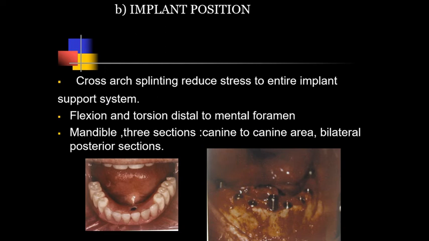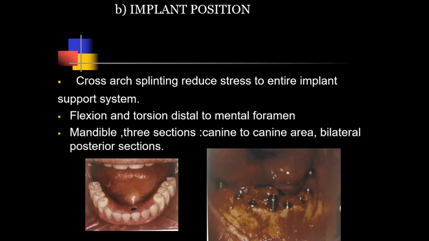Next is the most important factor in immediate loading of a completely edentulous patient, that is the implant position. A cross arch splinting is a very effective design in order to reduce stress to the entire implant support system. So it is especially advantageous for the immediate load transitional prostheses, that is, in a completely edentulous patient.